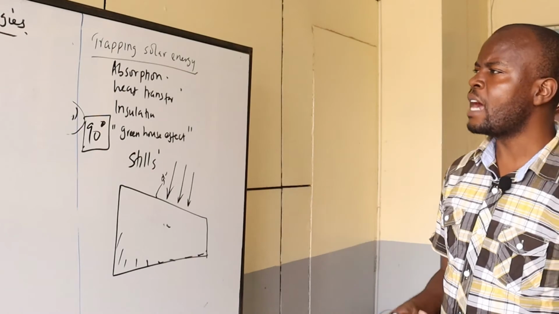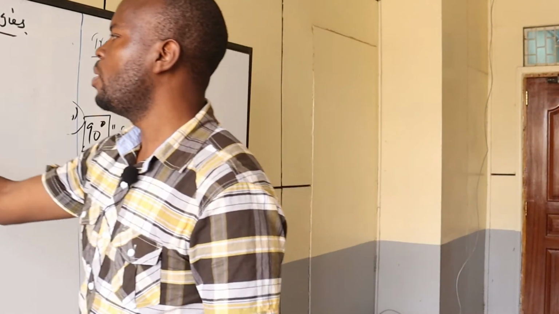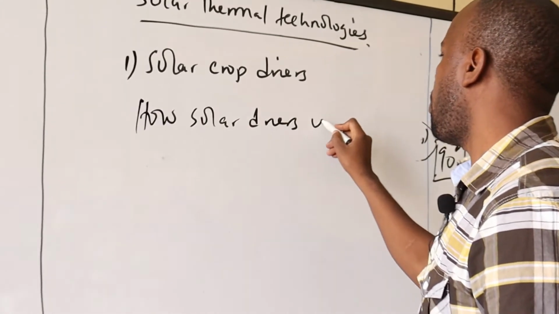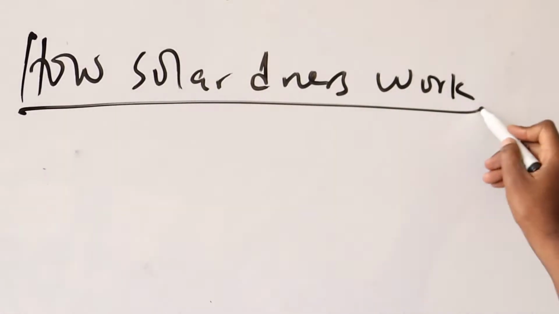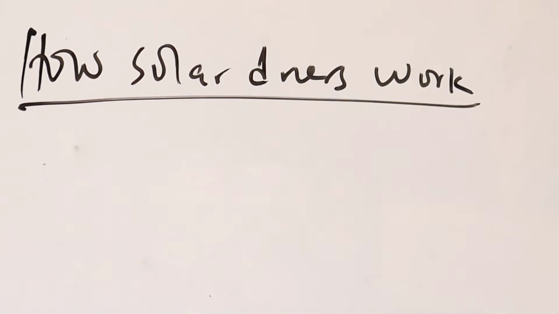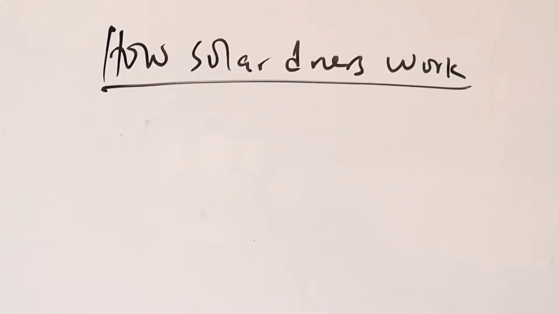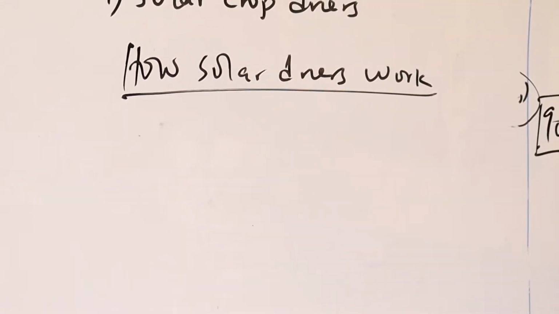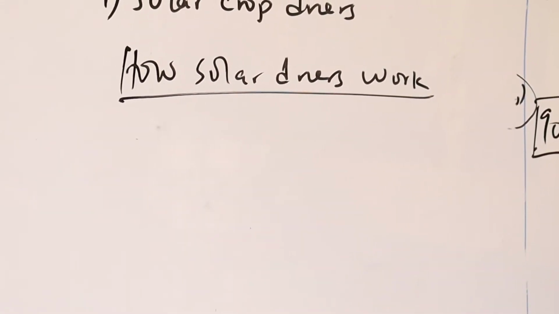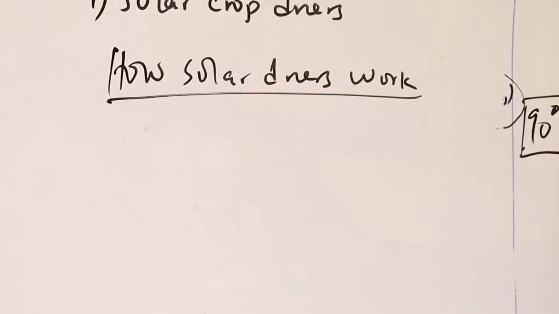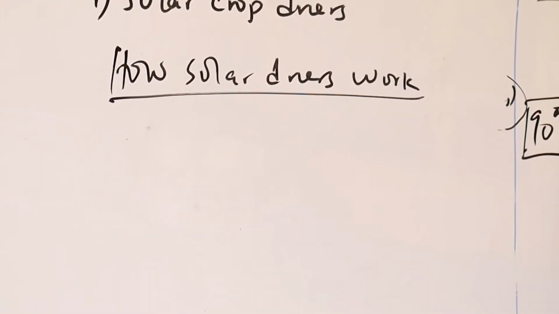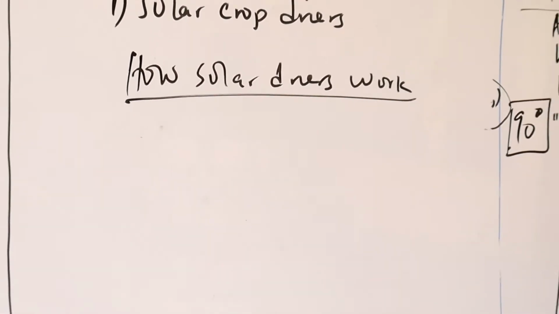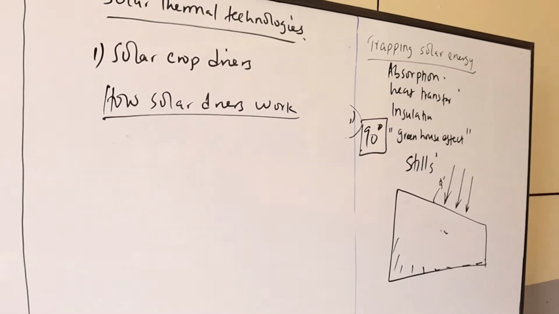So how does the solar dryer work? When you talk about solar dryers, they usually heat the air with the collected solar radiation and use it in order to dry crops. So you have the air that will be heated, and the hot air will be able to carry out the drying process of the products.